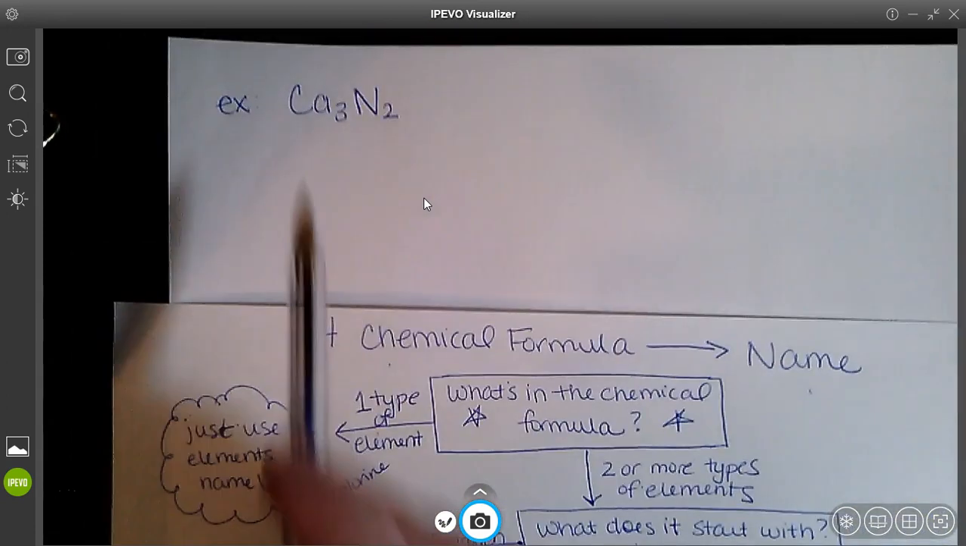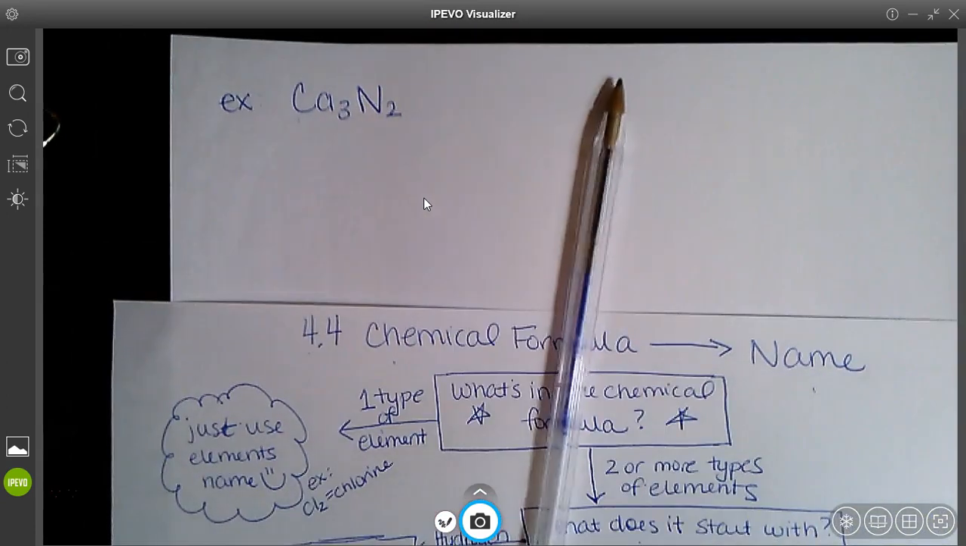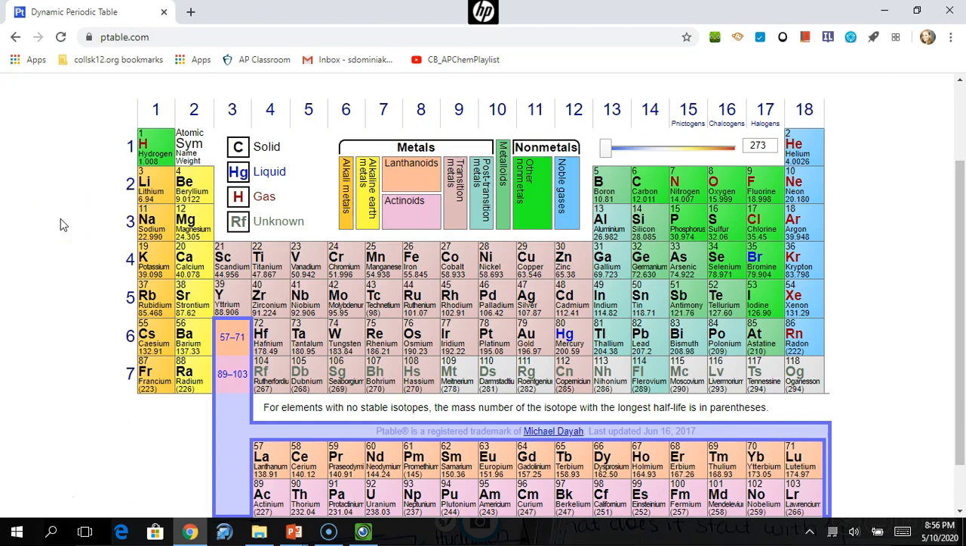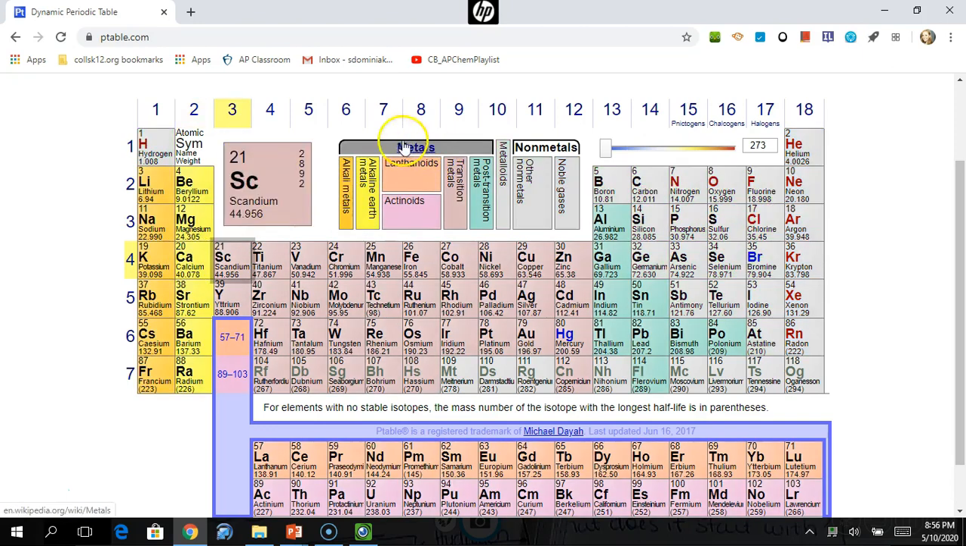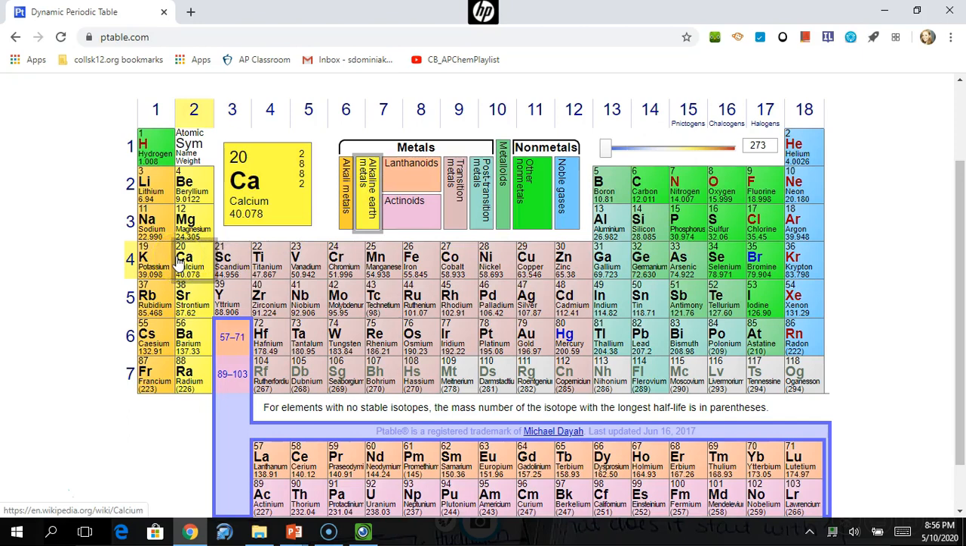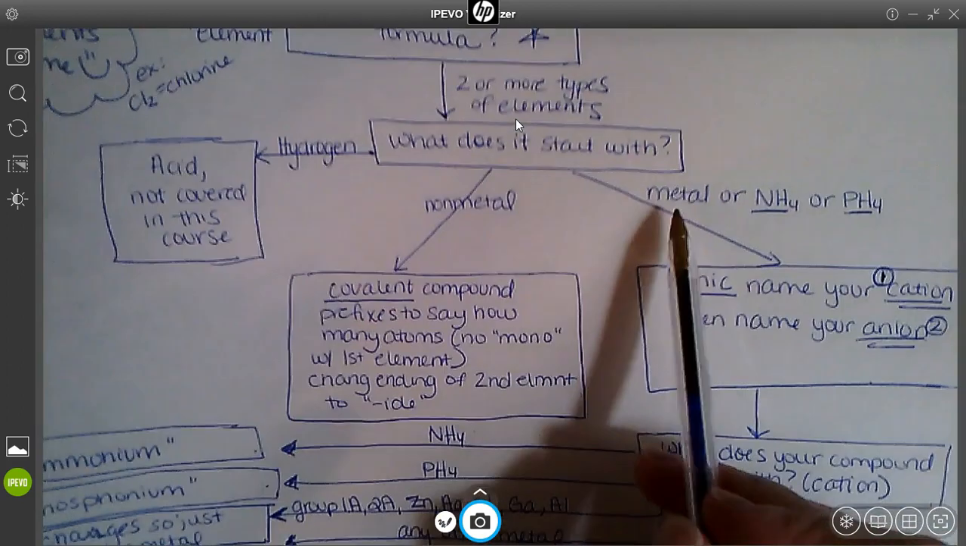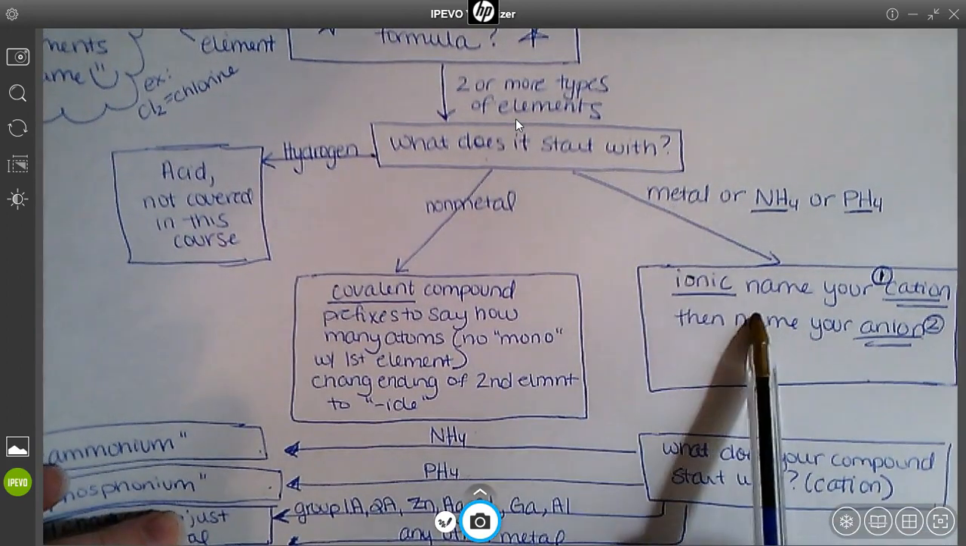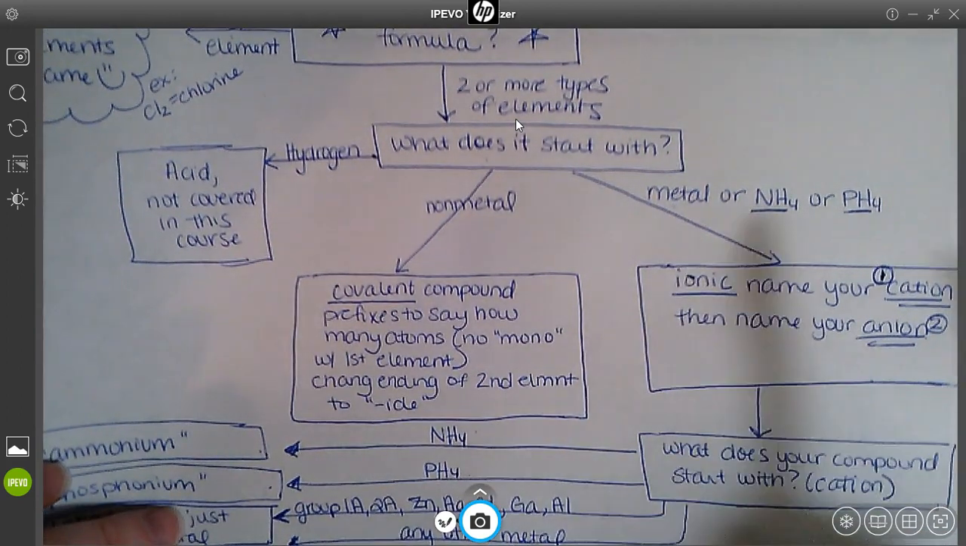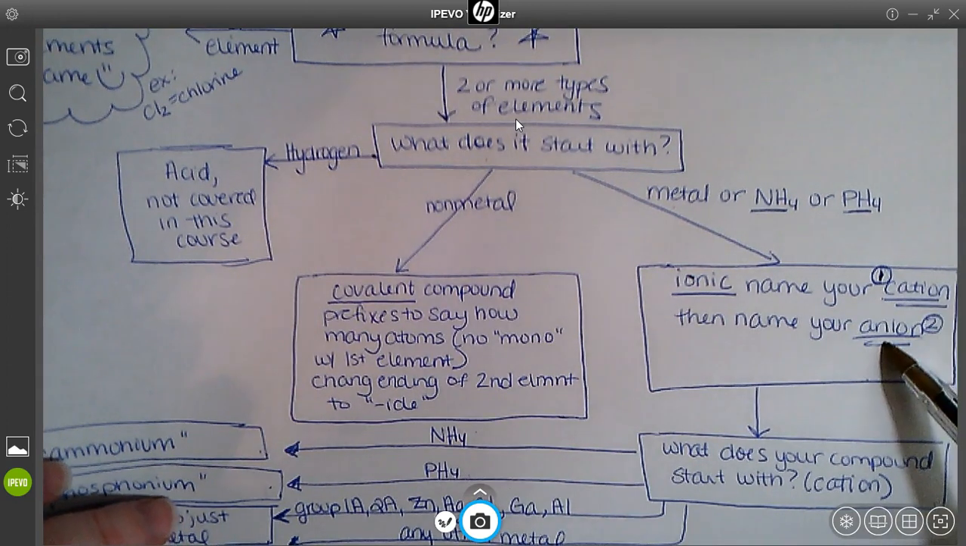It starts with Ca. So I'm going to come to this periodic table and look for Ca. Ca is right here, and if I look up top, it highlights the alkaline earth metals. So I know that this starts with a metal. Calcium is my first metal. It's ionic, which I already told you it was going to be. So we have to name our cation and our anion.